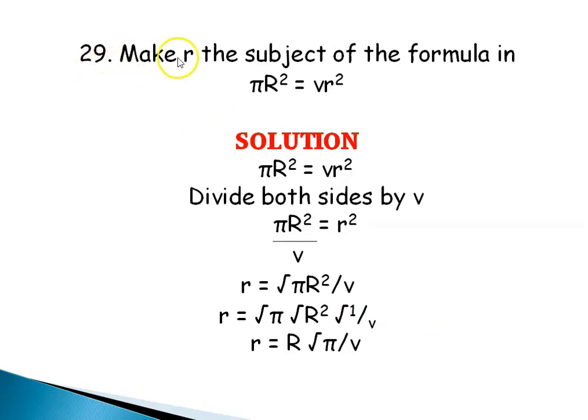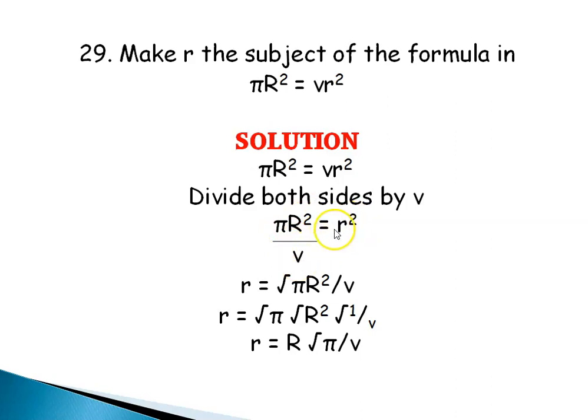Question 29. Make small letter r the subject of the formula in pi capital R squared is equal to V small r squared. So what we are trying to do is to make the small letter r the subject of formula. Start by dividing both sides by V. Pi R squared divided by V is equal to V r squared divided by V, so that I'll be left with r squared is equal to pi R squared over V.